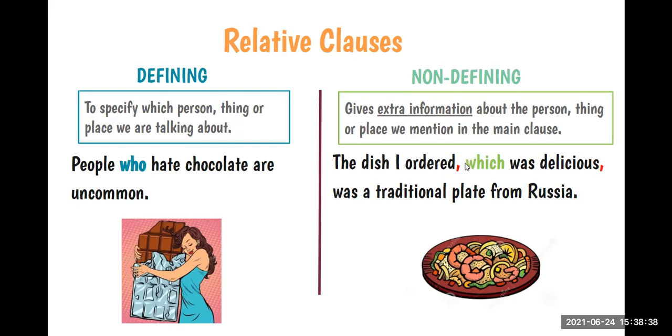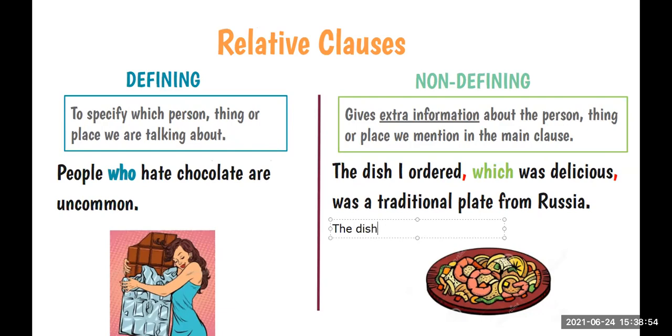¿Ok? Esta non-defining relative clause puede ir en el medio de la oración o también puede ir al final. ¿Ok? Podríamos decir, voy a escribir la oración. También podríamos decir, the dish I ordered was a traditional plate from Russia, comma, which was delicious.